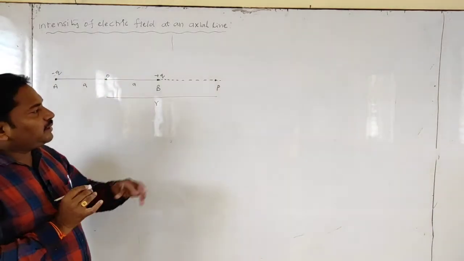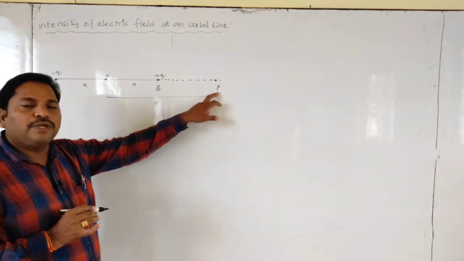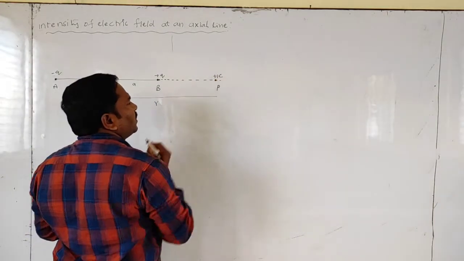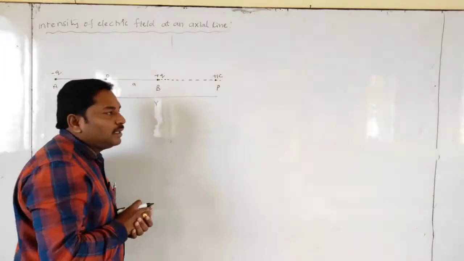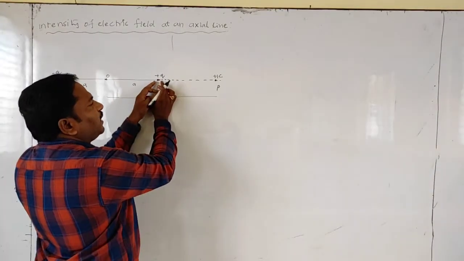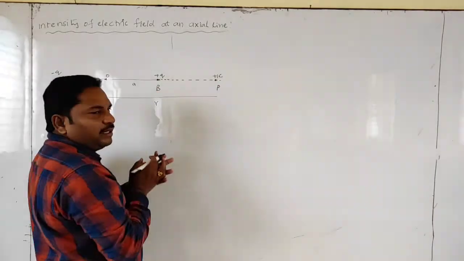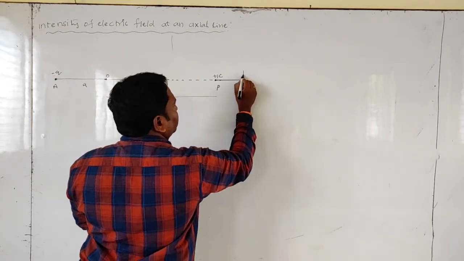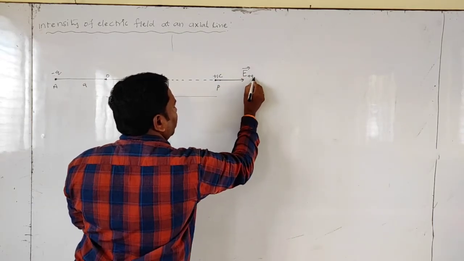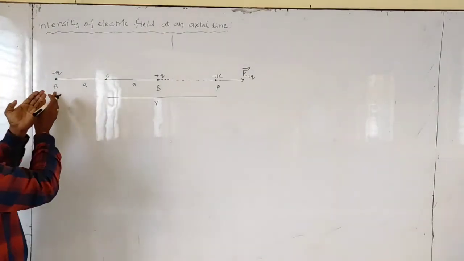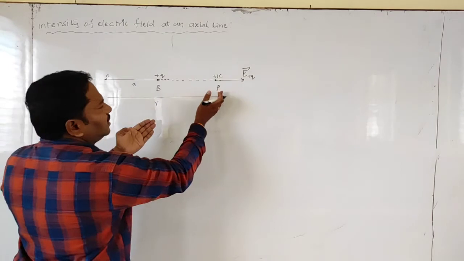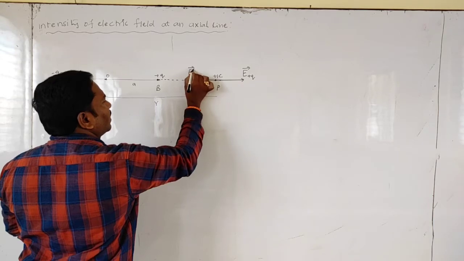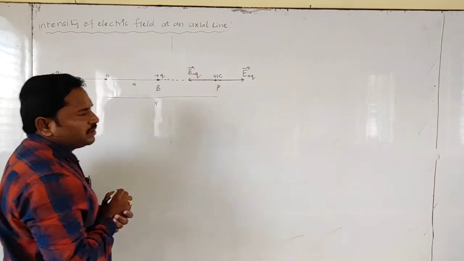In order to find the intensity of electric field at point P, we place a unit positive test charge, 1 coulomb. Then the intensity of electric field due to the plus q charge at point P is repulsion, so this is the field due to the plus q charge. Now the intensity of electric field due to the minus q charge at this point is attraction. This is the field due to the minus q charge.